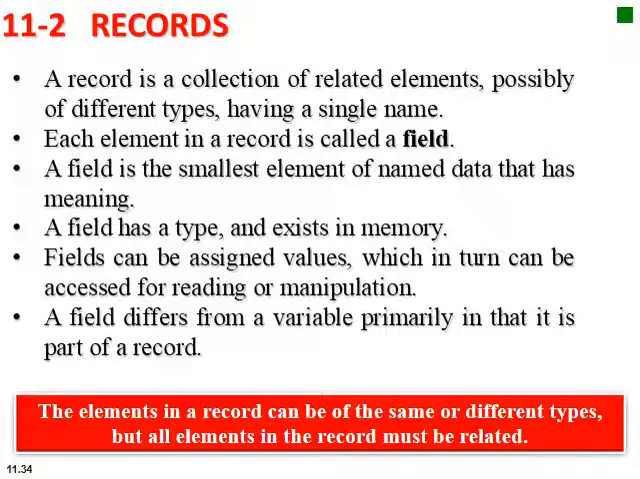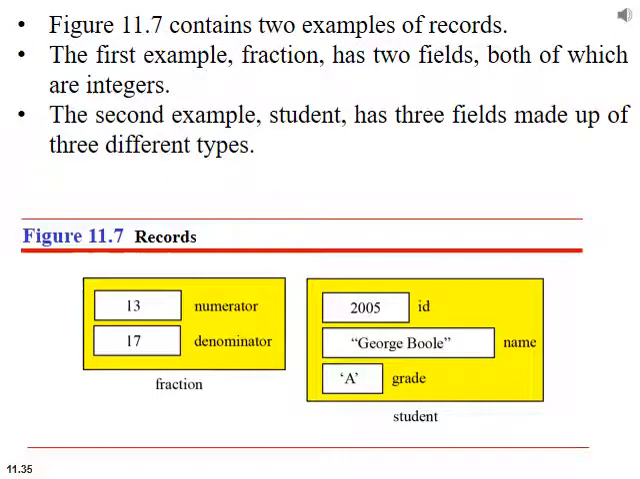So we can say that the elements in a record can be of the same or different types, but all elements in the record must be related. What do we mean with that? Let's look at this example. In this example, figure 11.7, it contains two example records. The first one here is called fraction. Fraction is the name of this record structure, and it has two fields.